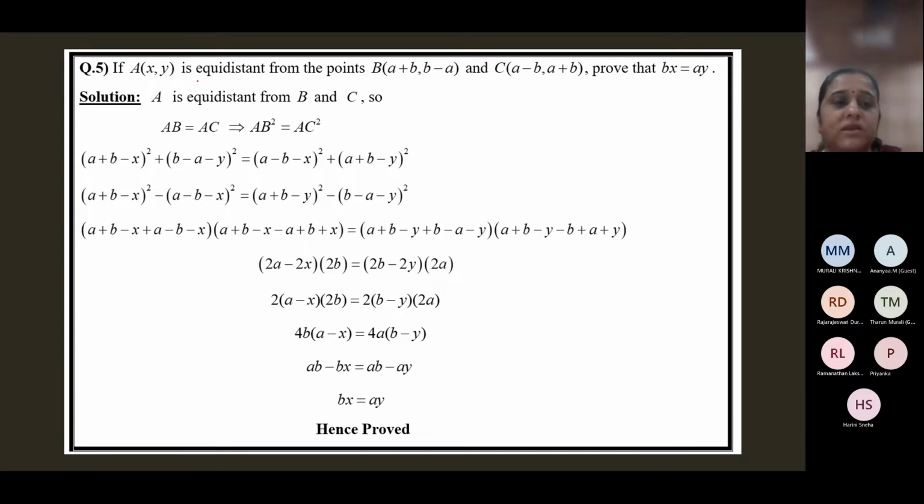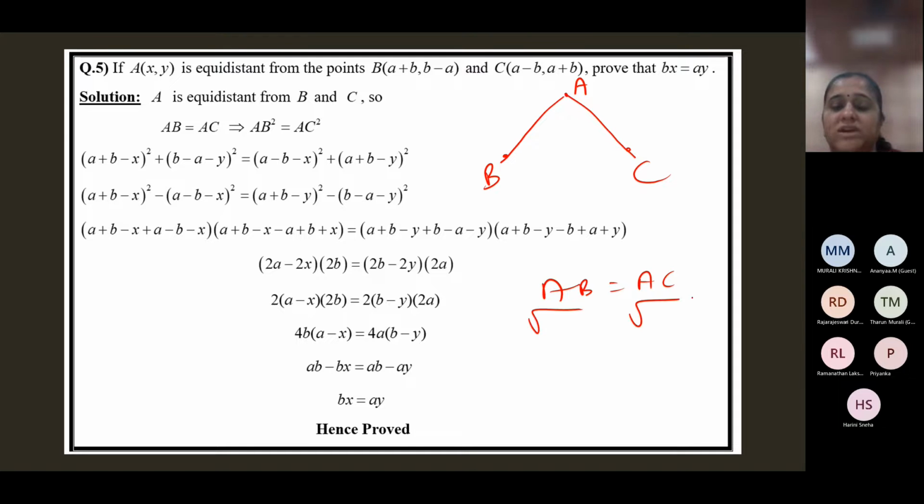So A is equidistant from B and C. That means AB is equal to AC. So if AB is equal to AC, when you use the distance formula, they'll have square root on both the sides, right? So when you square, AB square is equal to AC square, you should write it without the square root, that's all.